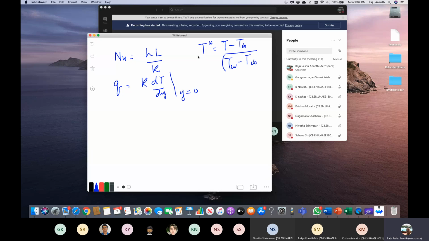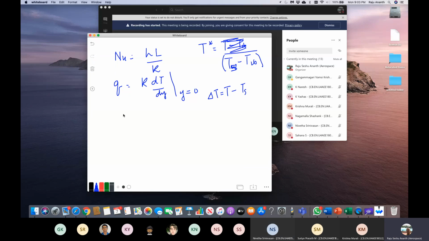Okay, so I'm going to divide by T infinity minus T. Let's see, T wall, so it was T minus T wall, by T surface, T infinity minus Ts. So the T minus Ts is my delta T.